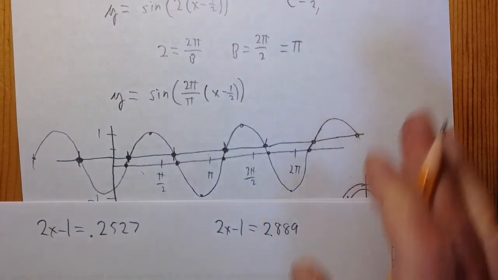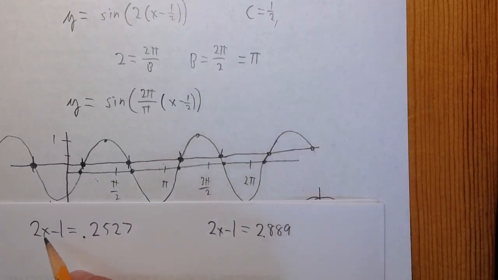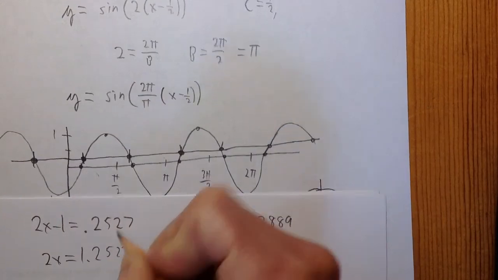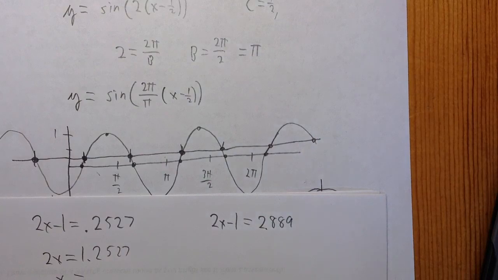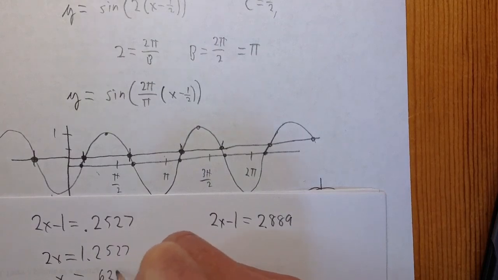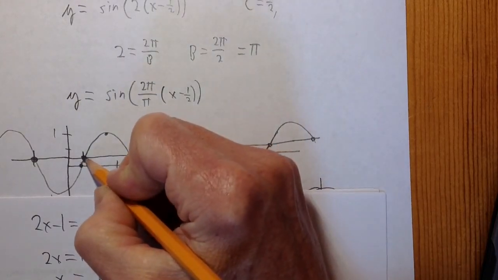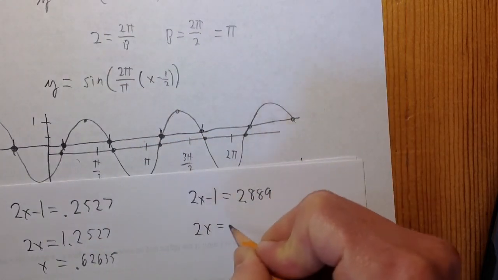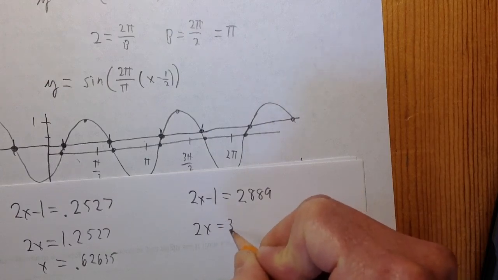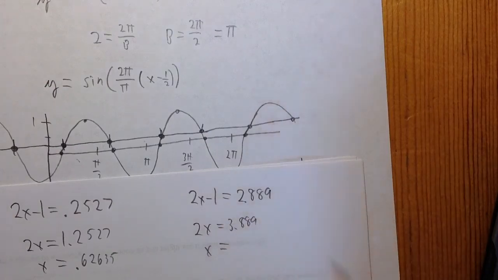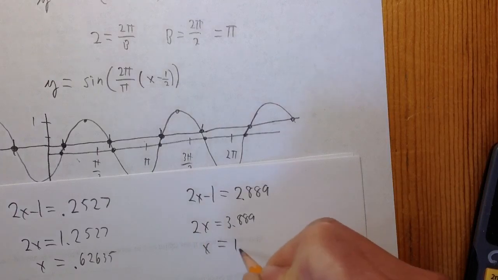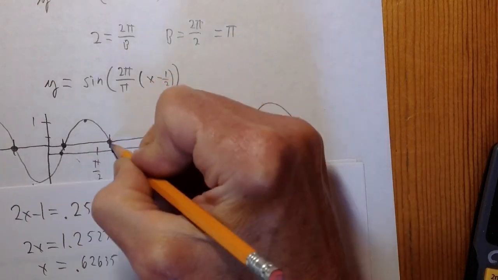The principal ones, the ones that we're going to find here, let's just do this really quick. So 2x is equal to 1.2527, x is equal to half of that, so 1.2527 divided by 2, which I get 0.62635. That's going to be this one right here. Okay, that's the first one. And then the other one is 2x is equal to, add 1 again to this side, 3.889. x is that divided by 2, which is 1.9445. And that's going to be this one.